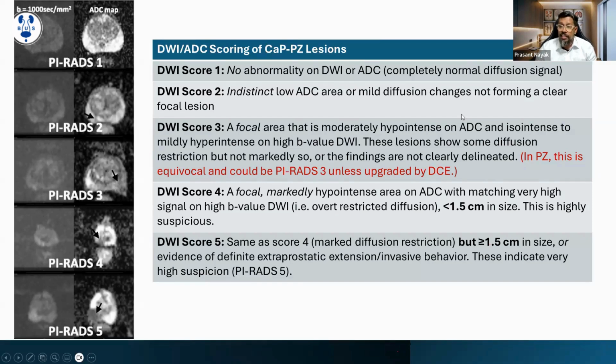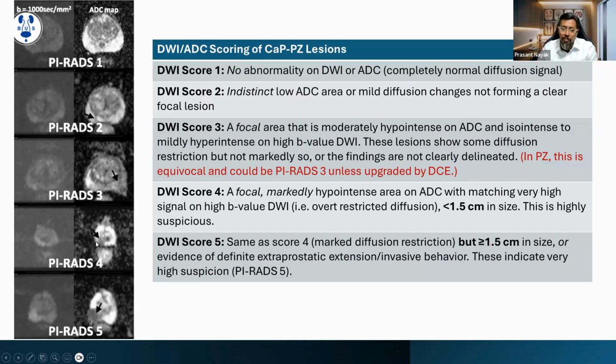DWI score 3 appears moderately hypointense on an ADC image, but on a DWI image it is isointense or very mildly hyperintense. So you do not see much change here on a DWI image. That is why you call it a PI-RADS 3, or an equivocal lesion. There is some diffusion restriction, but not very marked, and not clearly delineated. These are the lesions which are equivocal. This is the place where you probably need to do a contrast enhancement and see whether this area is enhancing. If you see a rapid enhancement and a rapid washout, that area will get upgraded to a DWI 4 lesion.